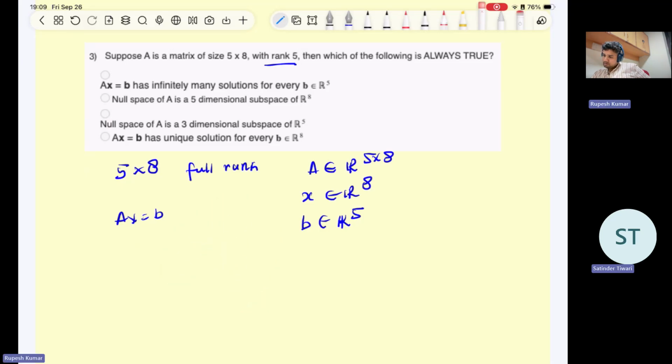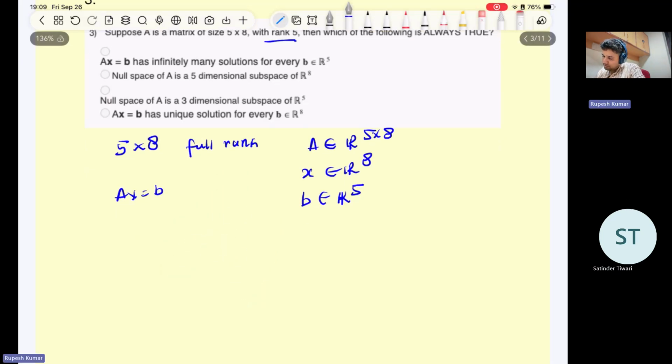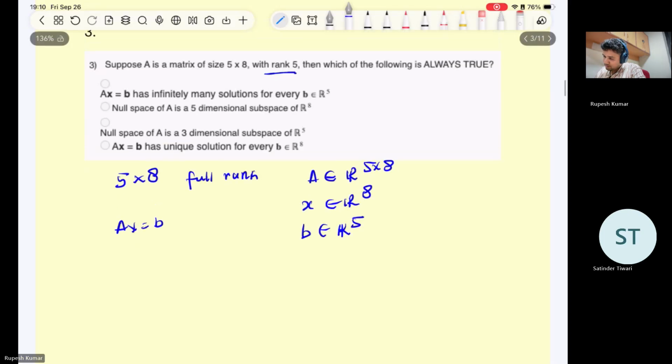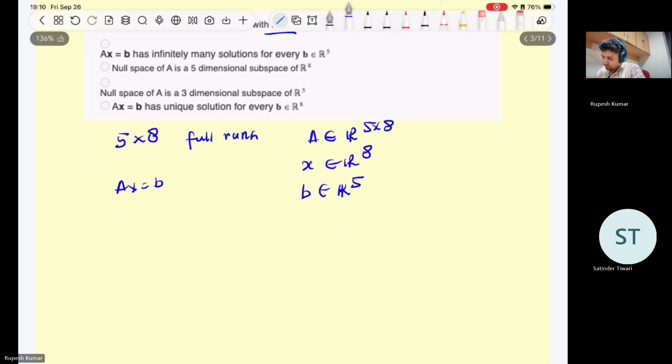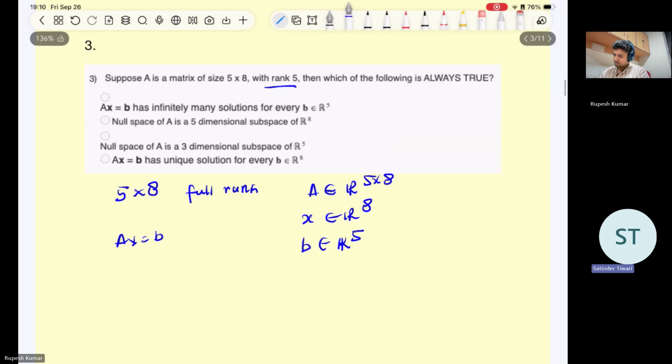So now let's talk about the number of solutions, right? A has 5 rows and 8 columns, right? How will it look like? Sir, we can proceed like this also. If it is 5 cross 8, it is mapped in R5. I think the total output dimension will be R5, because the column space will be mapped in R5.